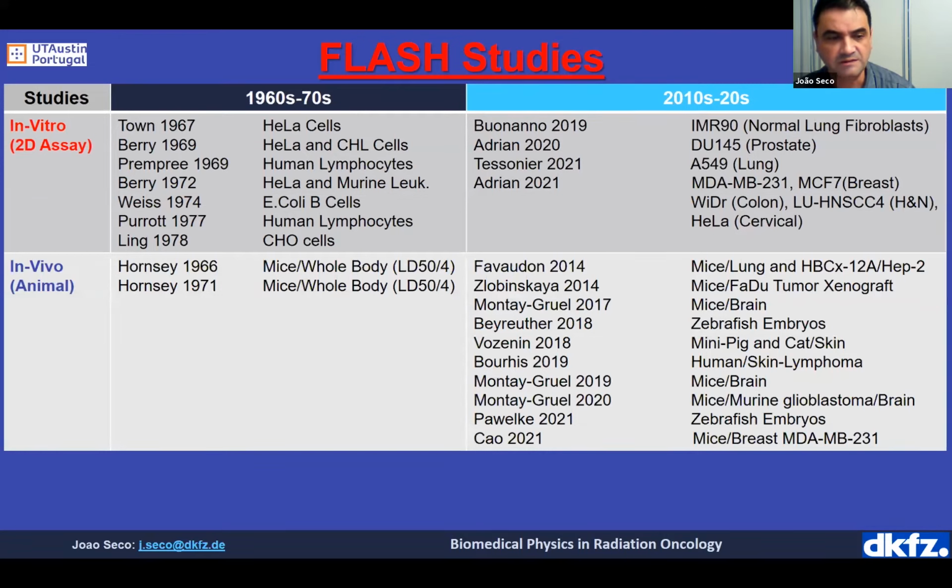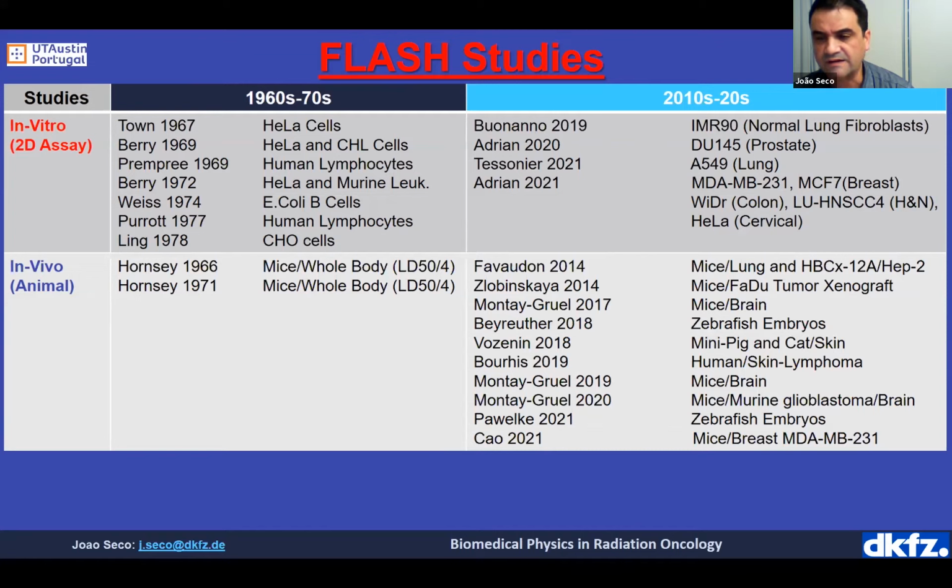In vivo animal studies, there were very few of them done in the 60s and the 70s, but there has been a huge amount of animal studies in the last 10 years. I mean, a significant amount that I also could not fit them all in there. So you see the first paper that was the breakthrough paper in the last 10 years, the Photon paper in 2014. And then there was a flood of papers in the last 3-4 years.